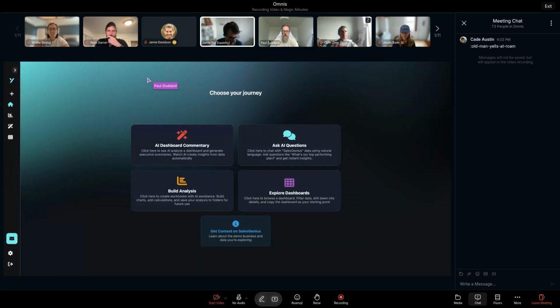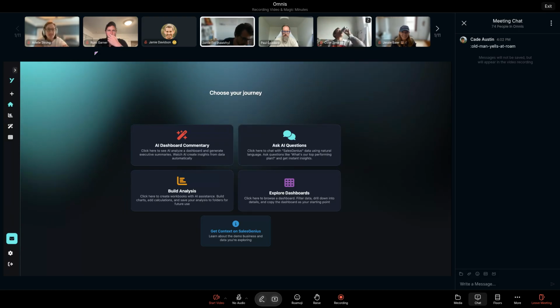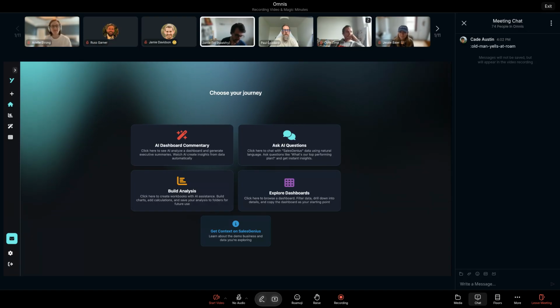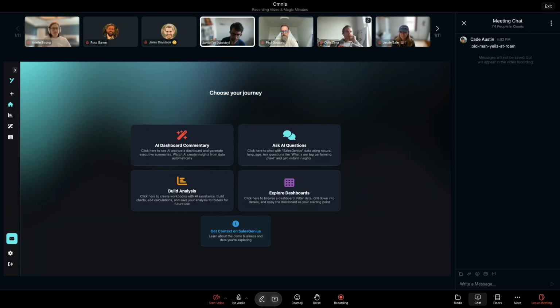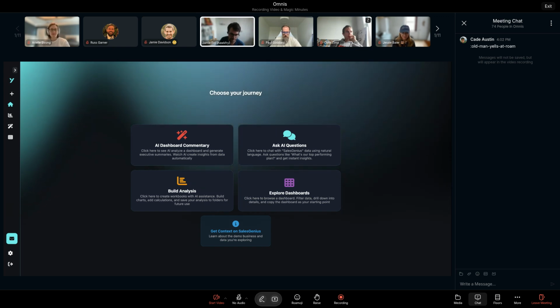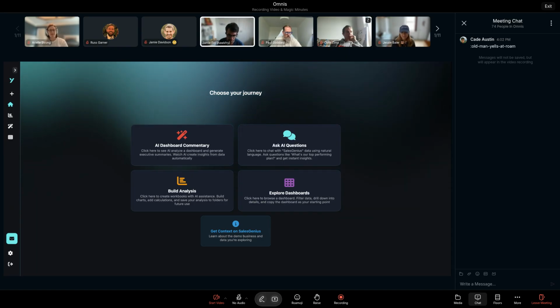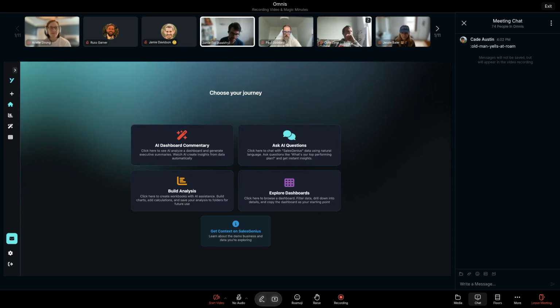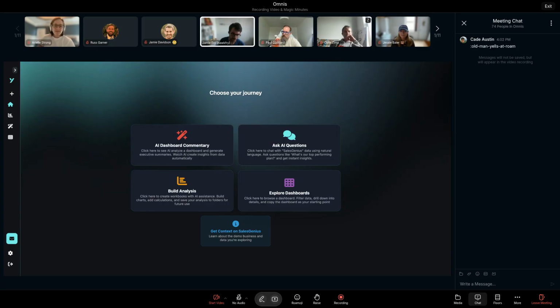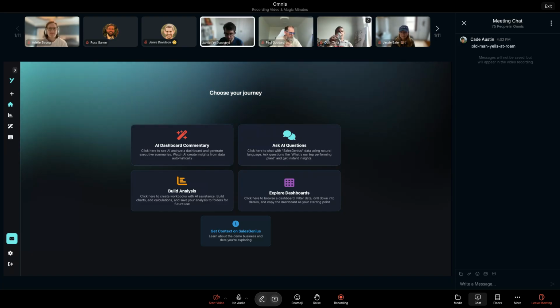So what we've got here is an application that has Omni embedded, and we're trying to demonstrate how we're using AI within data analytics workflows. Anyone can access this. They can go to the link above, sign up, get a free account, and it's going to generate a unique user space for them.